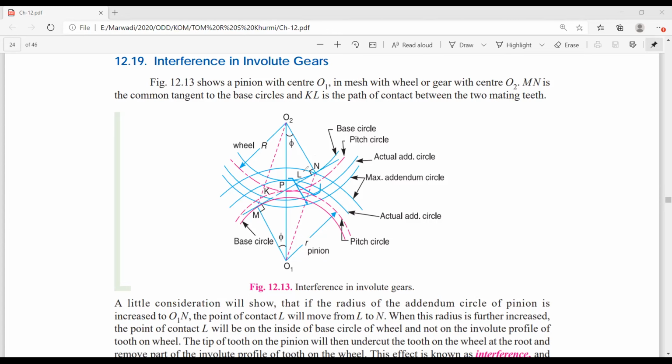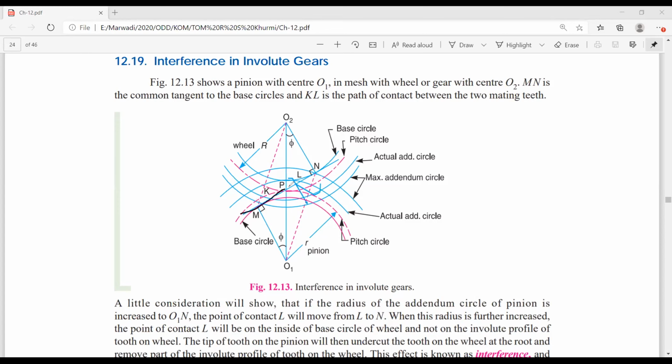Are you getting my point? What I am trying to explain? This is M and this is the common tangent. Do I need to repeat the same thing? Should I explain a few things in Hindi? Is it required or not required? Okay, good.